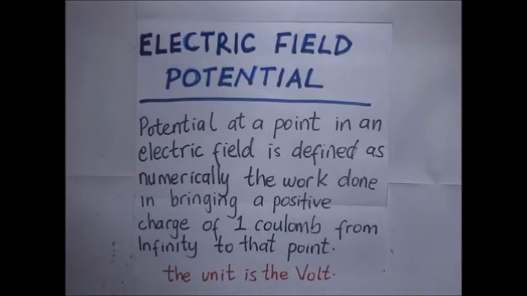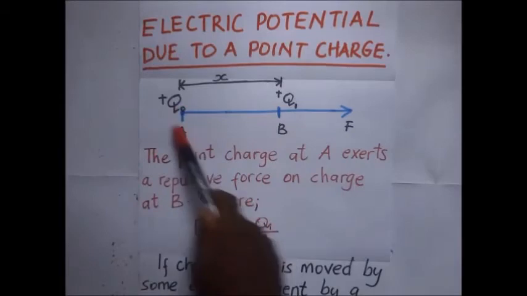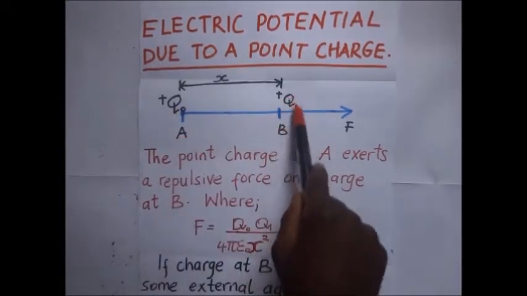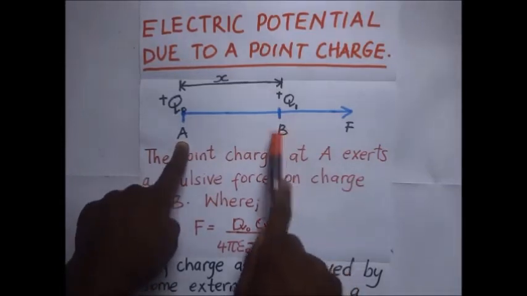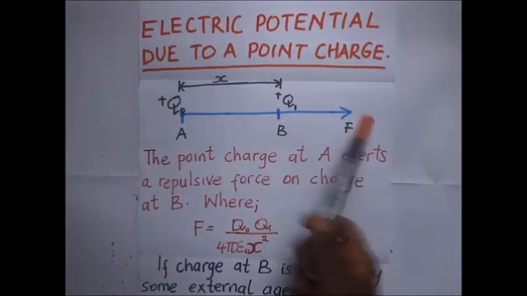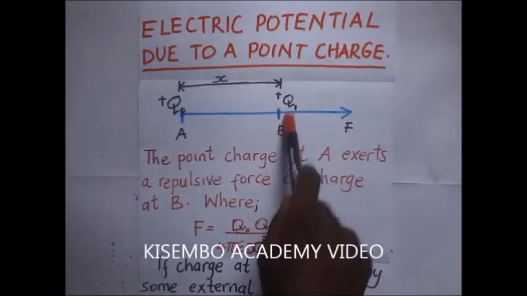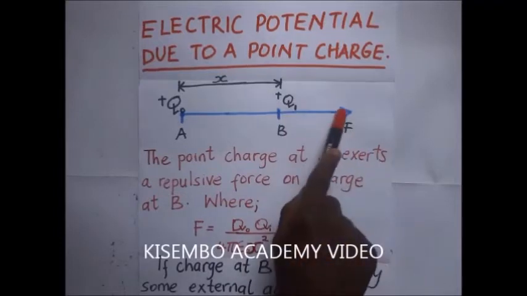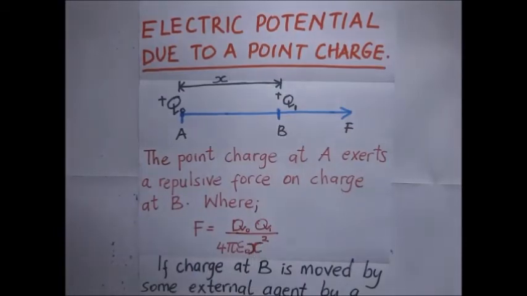So let's look at the electric potential due to a point charge. Here we have a charge at x naught, charge at A, and we have a charge at x1, at B, and these two, A and B, are separated by distance x. Of course the force is in that direction because they are repelling each other. The point charge at A, which is Q, is exerting a repulsive force on charge B, and that is why that arrow is pointing in that direction, because they are both positive. Charge B is being repelled in the opposite direction.